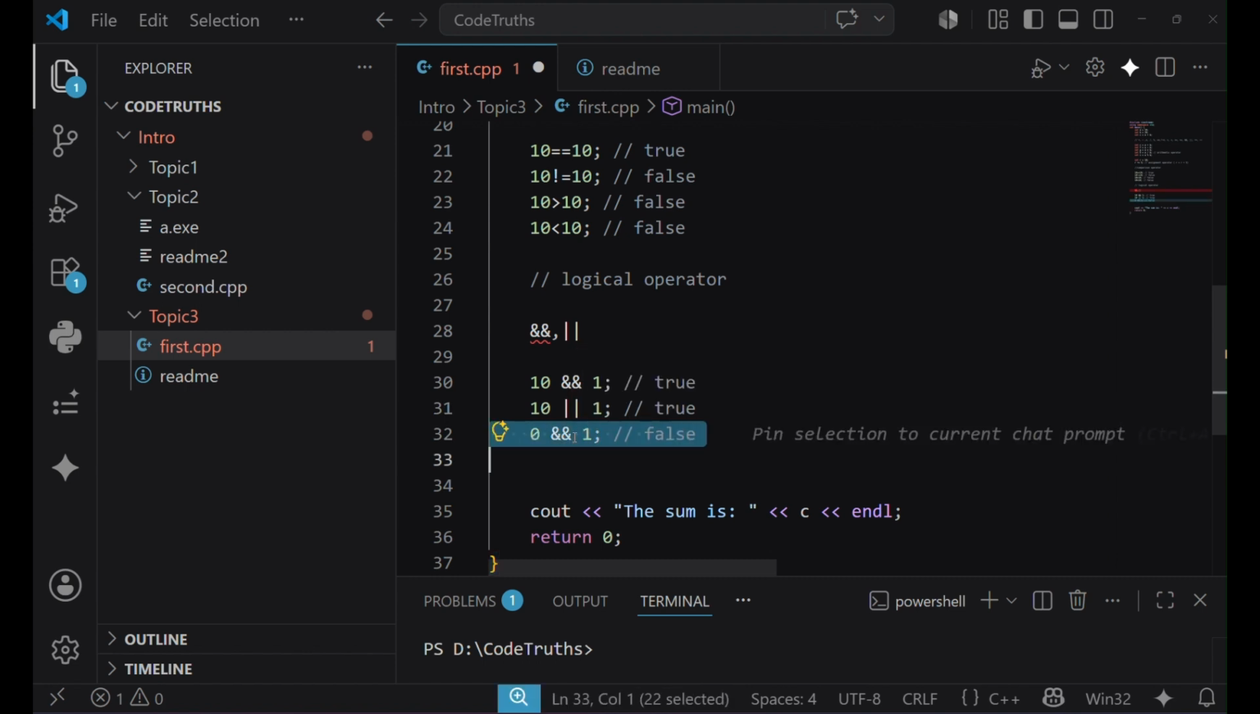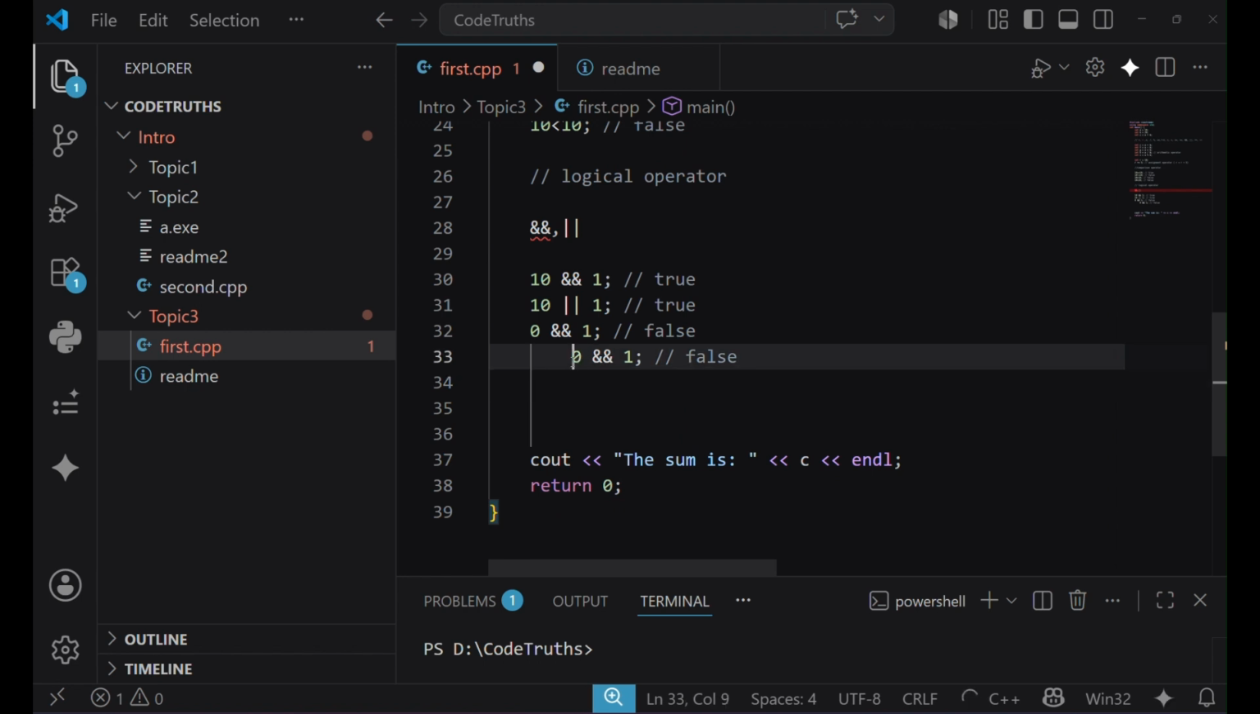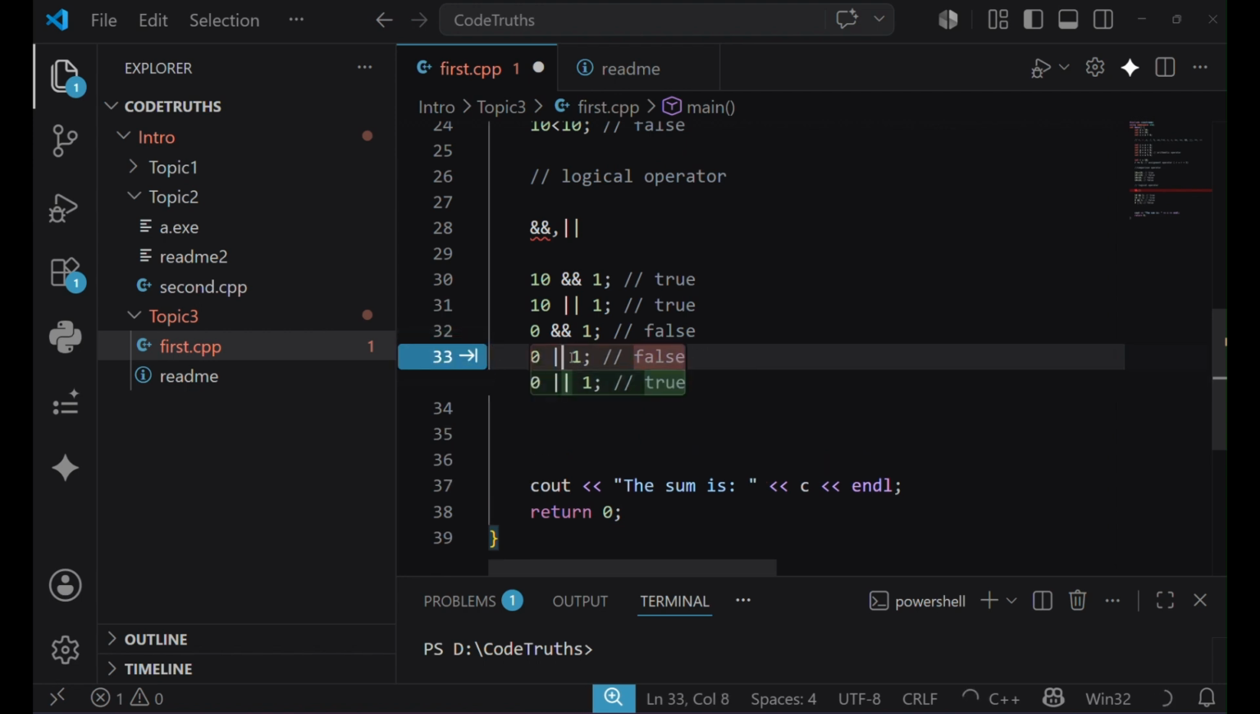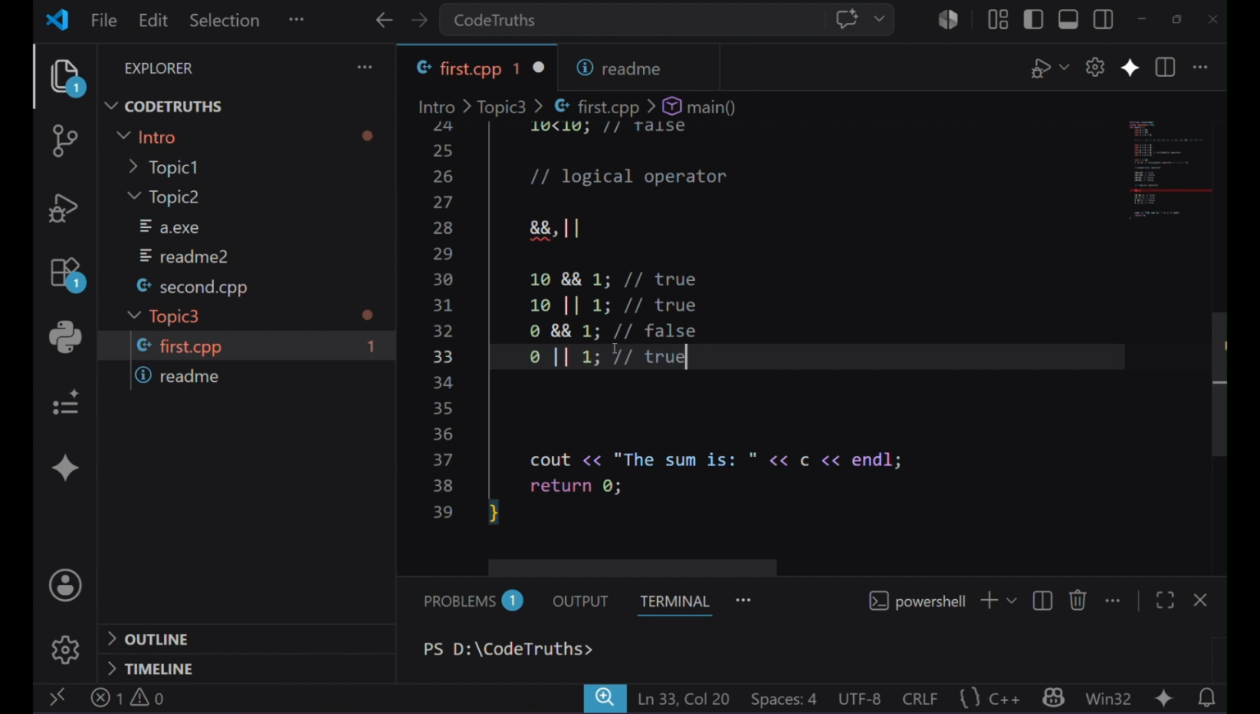So for example, I am adding one more here. You see, the result will be true. Why true? Because it is or. If one of them is true, the answer is true. So these are called logical operators. Logical operators help to combine multiple conditions. Whenever we come to the topic of if else, you will find there are many things we can use here.